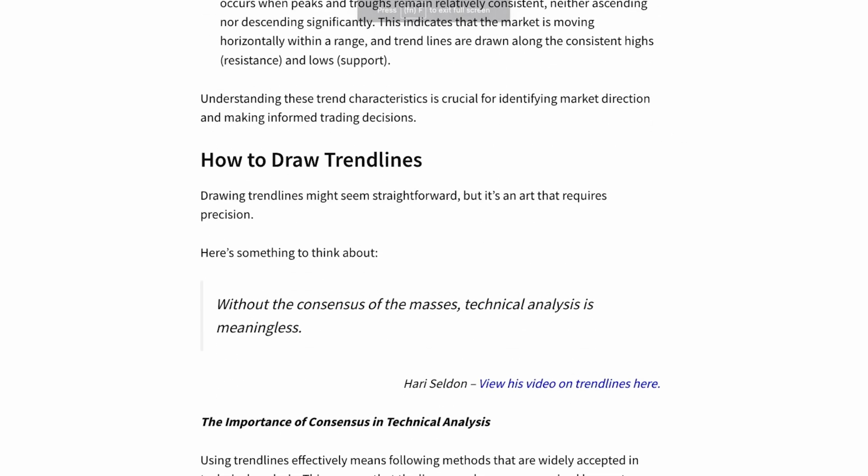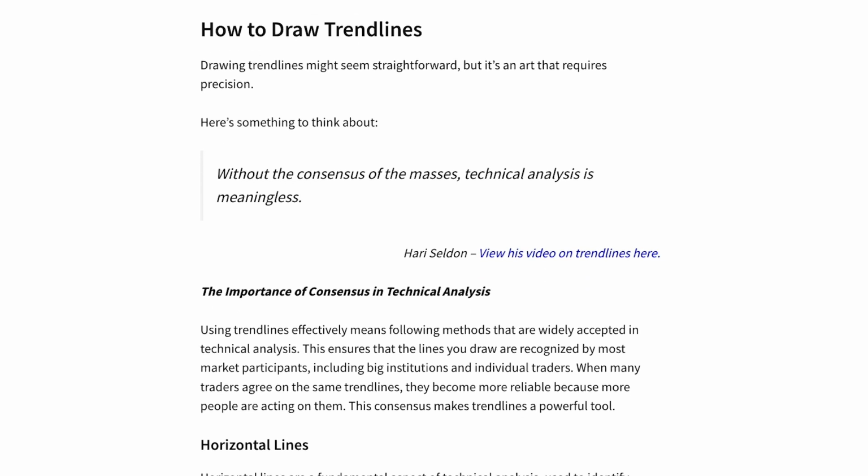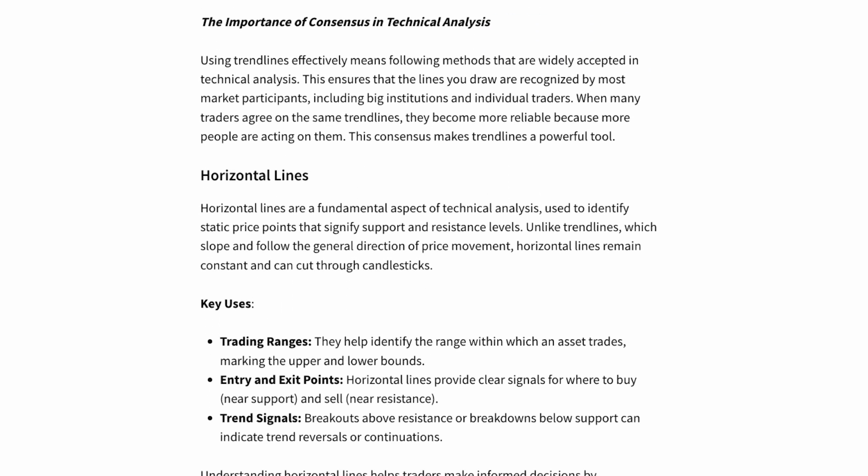So in terms of drawing these trend lines, it's actually very important that you learn how to draw these properly. And this is just an introductory video, so certainly check out some other sources as well, so you fully understand how to draw these out. But I came across this quote from Harry Seldon, who is the founder of the Real Day Trading Reddit group. And this quote stuck with me and helped me understand how important it is to do these trend lines properly. He said that without the consensus of the masses, technical analysis is meaningless. And here is what I think he means by this.